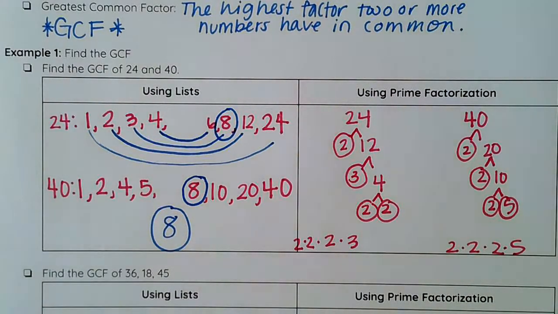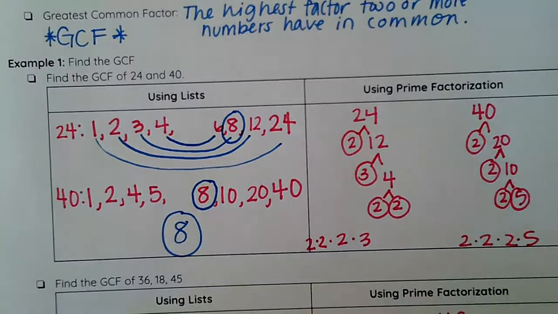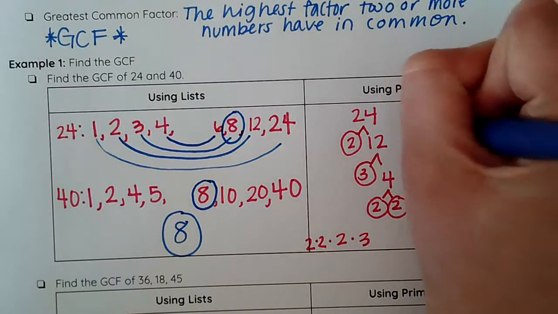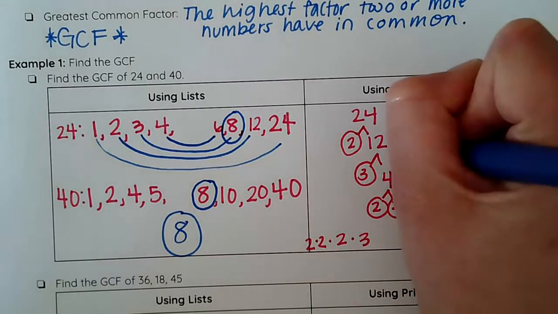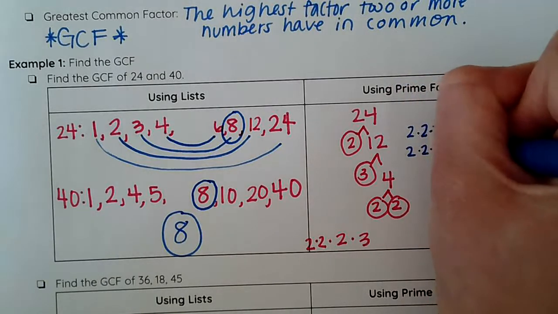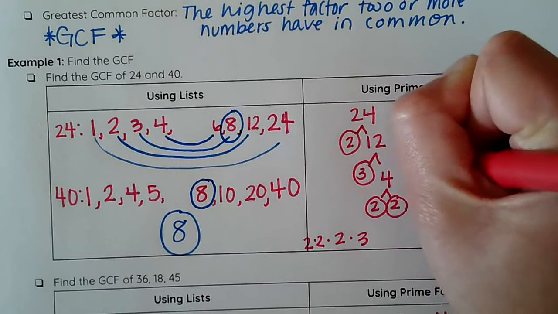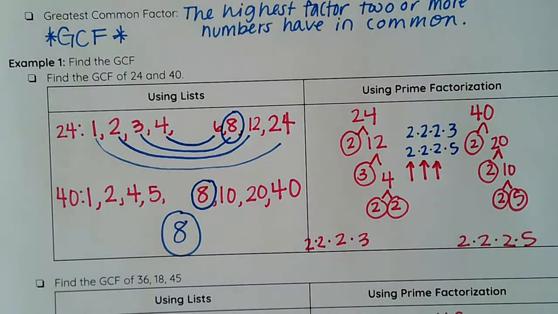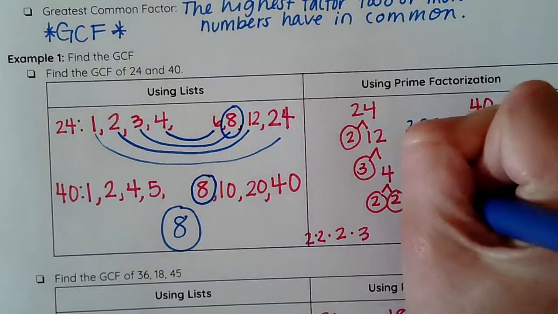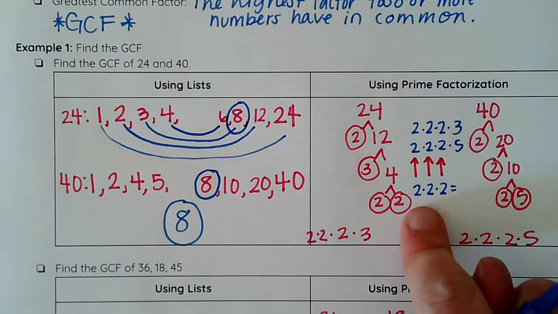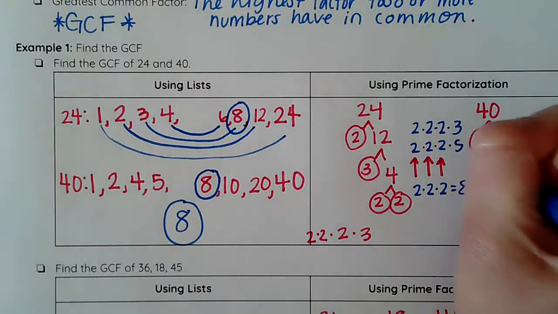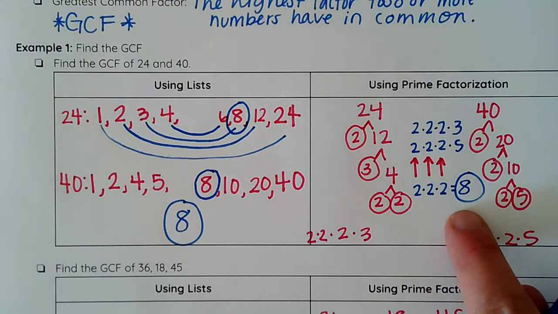Okay, so now I'm going to write these 2 prime factorizations on top of one another. And this time I actually look to see what they have in common, which is 2 times 2 times 2. And from there, I multiply those. 2 times 2 times 2. 2 times 2 is 4, times 2 is 8. So my GCF is 8.